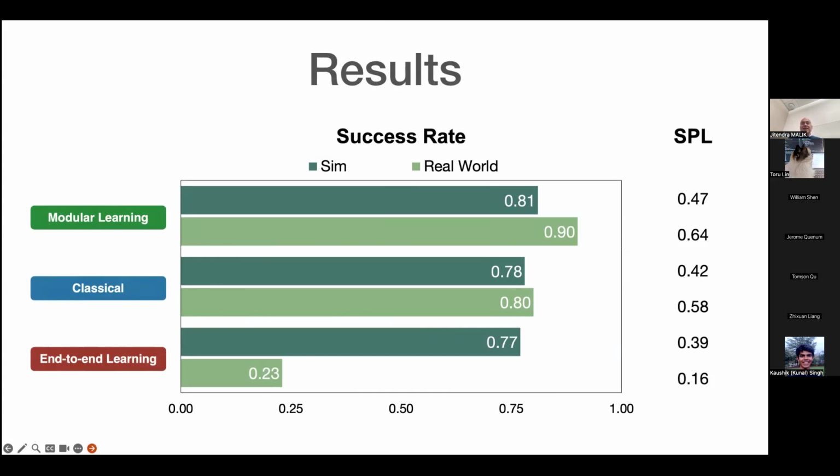Note that with classical there isn't any learning, so you should always do a sanity check when you hear these papers. So what it gets in simulation and what it gets in the real world should be about the same, and indeed that is true, right? Modular learning somehow turned out to be even slightly better in the real world. Why that is the case, maybe the distribution of environments in the simulator was harder. It could be. End-to-end learning, why was it so bad in the real world? Think about it and then I'll give you the answer.